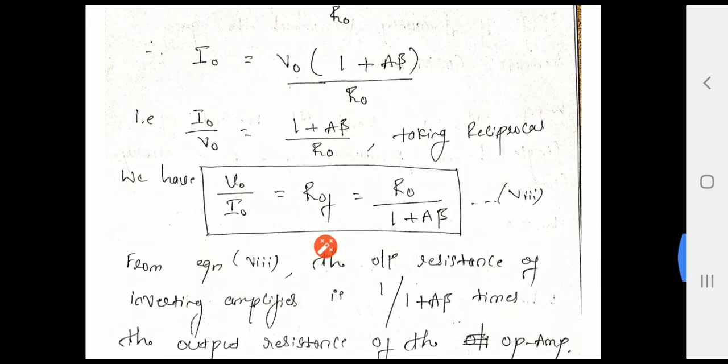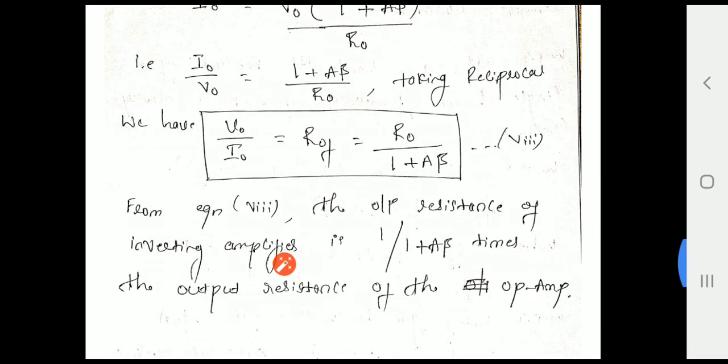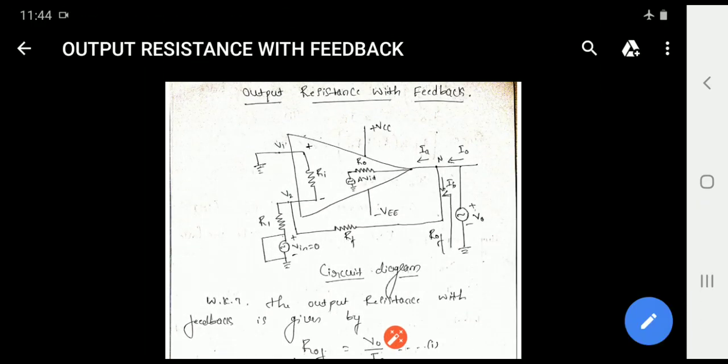So here what I need is V0 by I0. First I will take V0 to the LHS. This becomes I0 by V0. This is the remaining expression. Now take the reciprocal, and we will get this expression, which is nothing but ROF. So now ROF, for the inverting amplifier, is 1 divided by 1 plus A beta times the output resistance of the op amp. So this is the derivation of output resistance with feedback. Okay. If you have any doubts regarding output resistance with feedback, you can text me a message. Thank you.